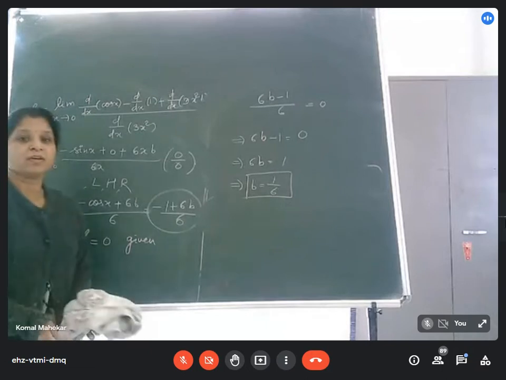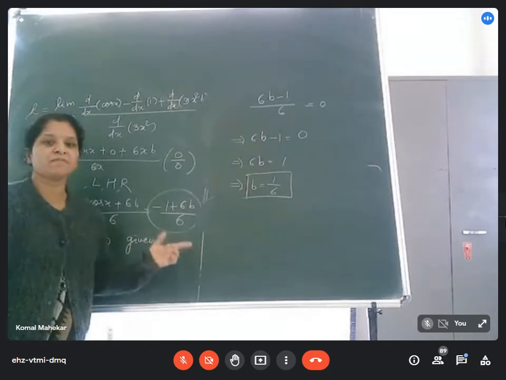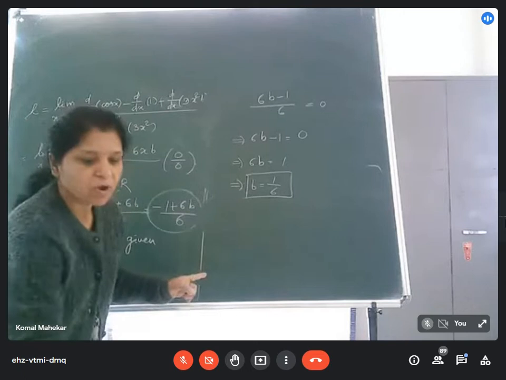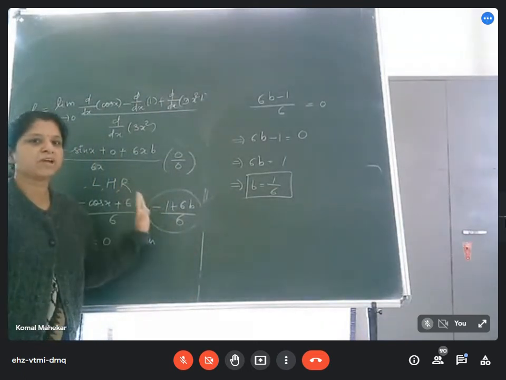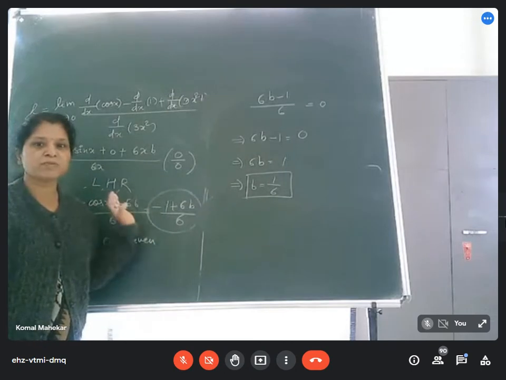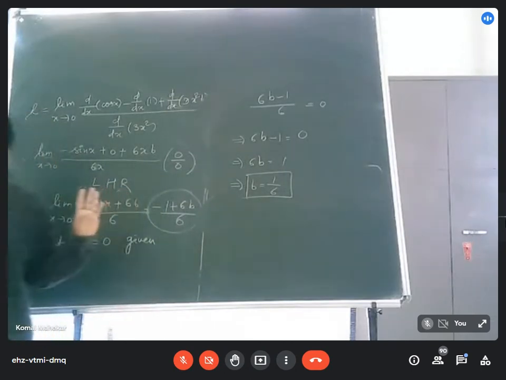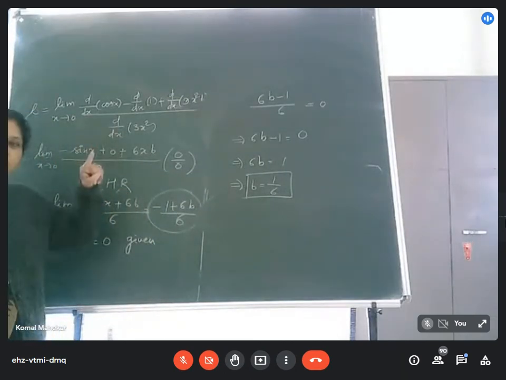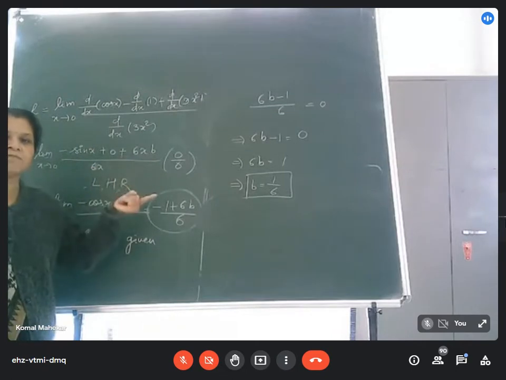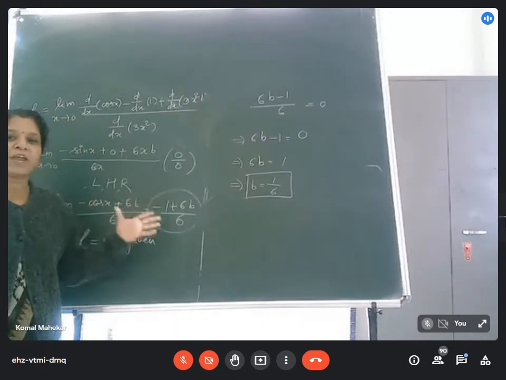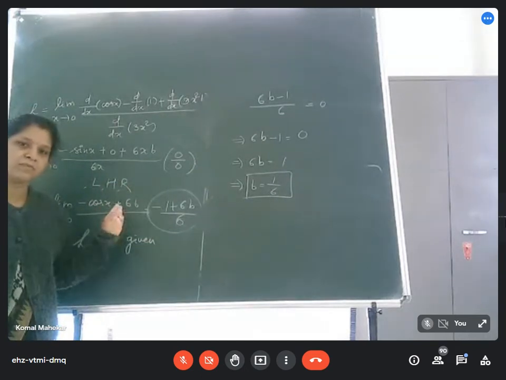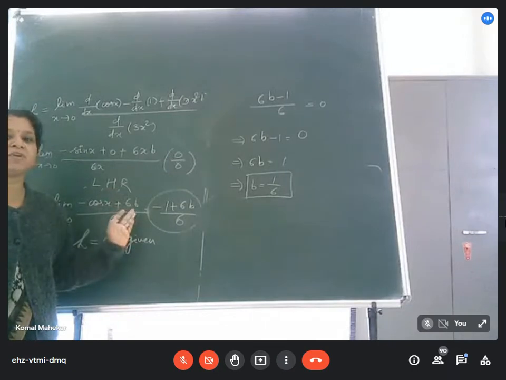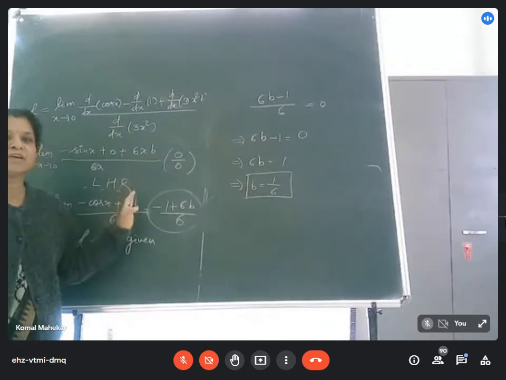In this way, in the second type of 0 by 0 form, we can evaluate the value of constants as well as the limit. So these are the problems of the second type. Now, the first form is 0 by 0 form. The second form is infinity by infinity form. This can be solved similarly to 0 by 0 form.